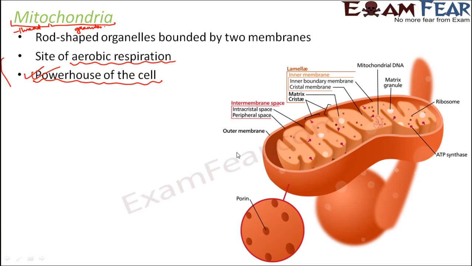So look at its double membrane. You have an outer membrane. This one is the outer membrane, and then you have the inner membrane. So this inner line is the inner membrane. You can see the inner membrane here. And the space between outer and inner membrane is known as intermembrane space.